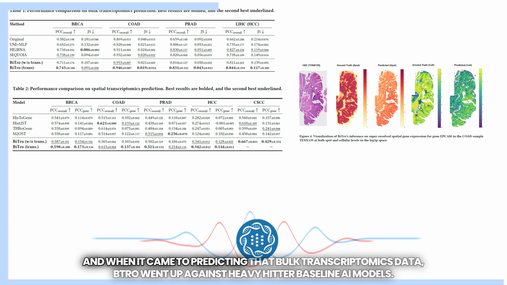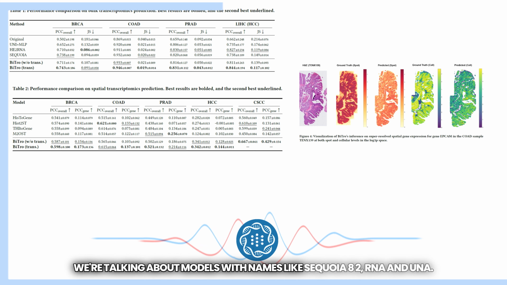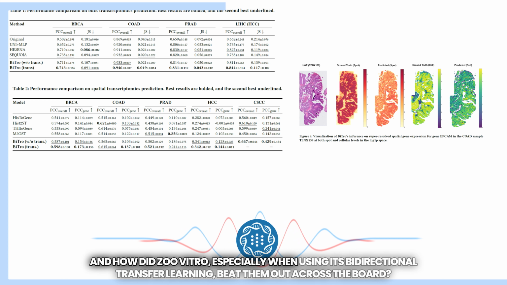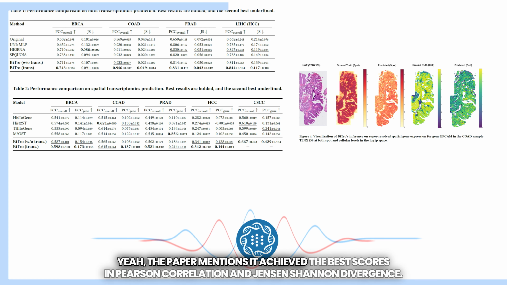And when it came to predicting that bulk transcriptomics data, BiTro went up against heavy-hitter baseline AI models. We're talking about models with names like 𝗖𝗏, 8-2RNA, and UNINA. And how did it do? BiTro, especially when using its bidirectional transfer learning, beat them out across the board. Yeah, the paper mentions it achieved the best scores in Pearson correlation and Jensen-Shannon divergence.